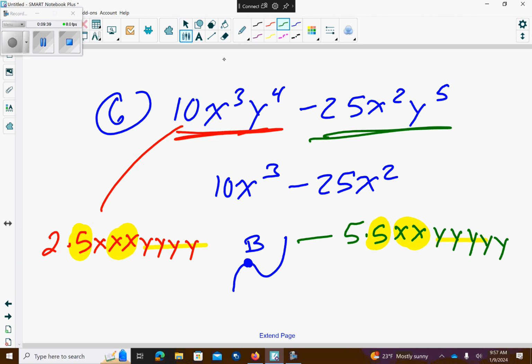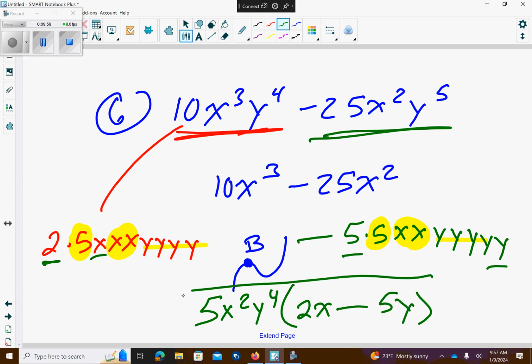So, the things I highlighted we have in common. Just factor them out. I can pull a 5 out. I can pull an x, x out, or x squared. I can pull a y, y, y, y out, which is y to the 4th. What do I have left? I have a 2 and an x. I have a minus sign, and I have a 5, and I have a y. Friends, it's factored.